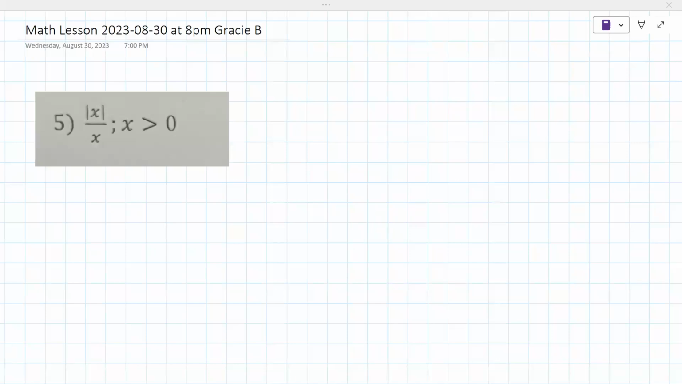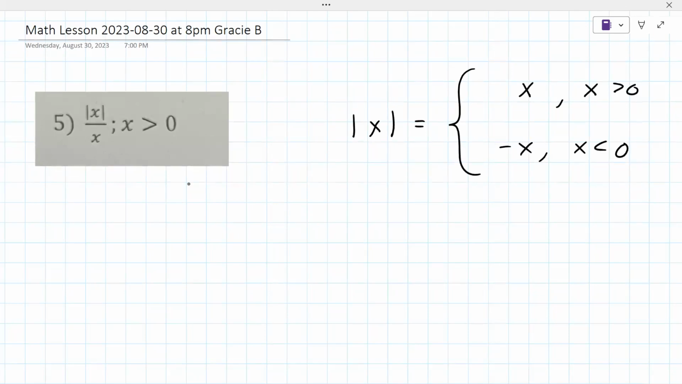So if you're seeing my screen here, it says absolute value of x over x, but then it has a little semicolon. It says, hey, x is greater than 0. You have to know the following to be able to answer this question. It's x if x is greater than 0 and negative x if x is less than 0.